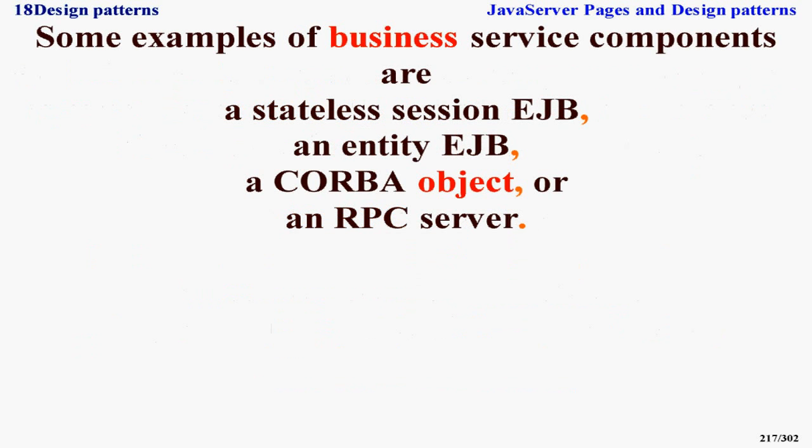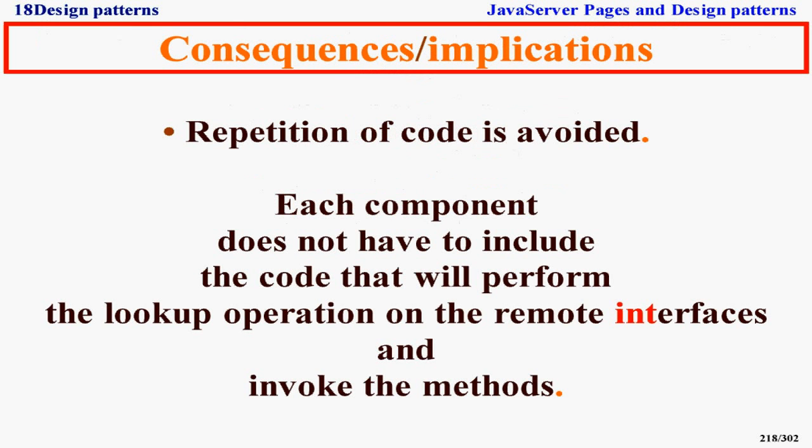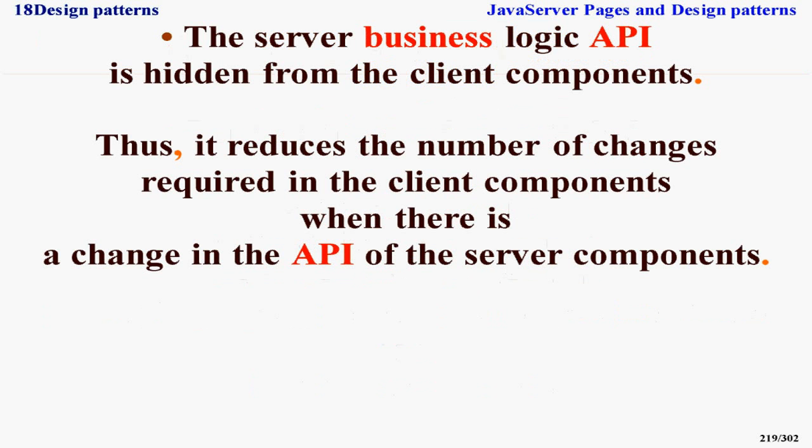Business service. A business service component implements the actual business logic. Some examples of business service components are a stateless session EJB, an entity EJB, a CORBA object, or an RPC server. Consequences. Implications. Repetition of code is avoided. Each component does not have to include the code that will perform the lookup operation on the remote interfaces and invoke the methods. The server business logic API is hidden from the client components.